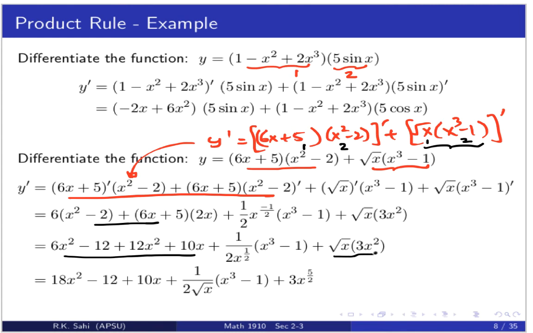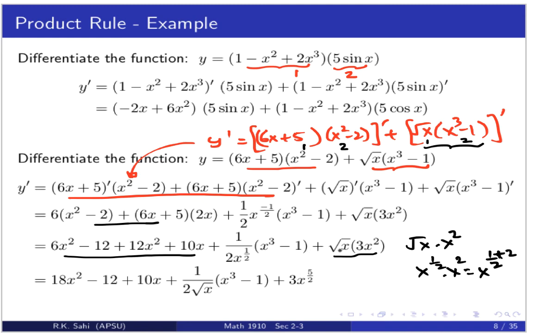And then the last expression is basically, remember, root x times x squared. You can apply the exponent properties. This is x to the power half times x squared, which is x to the power, you can add half plus 2, which is basically 5 halves. So it's 3x to the power 5 halves.